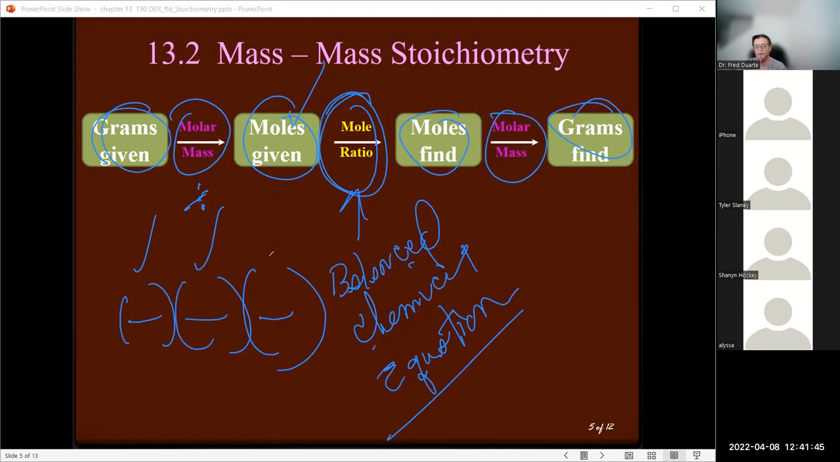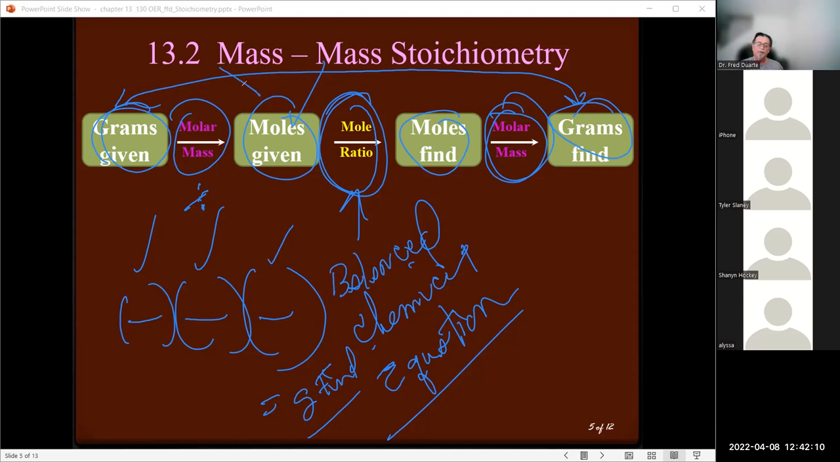And then the final conversion factor would be the molar mass of what you're trying to find. And that's this step right here. And now you're at grams of whatever you're looking for, grams of find. But you cannot go directly from grams given to grams find. You cannot do that without going through moles. You gotta go through moles. So let me clear up my mess.